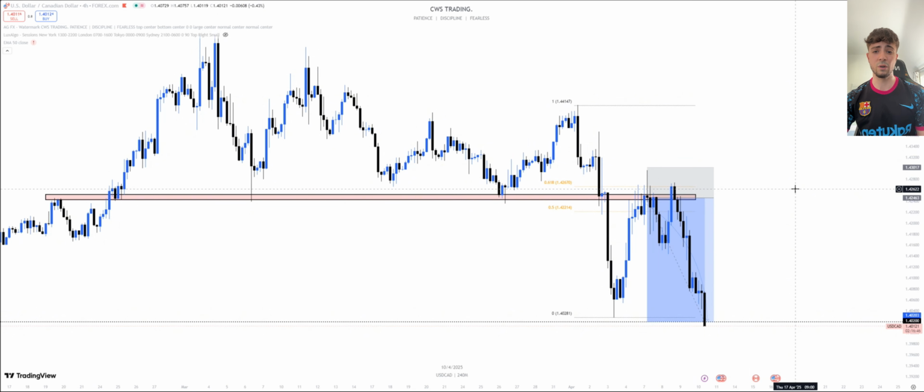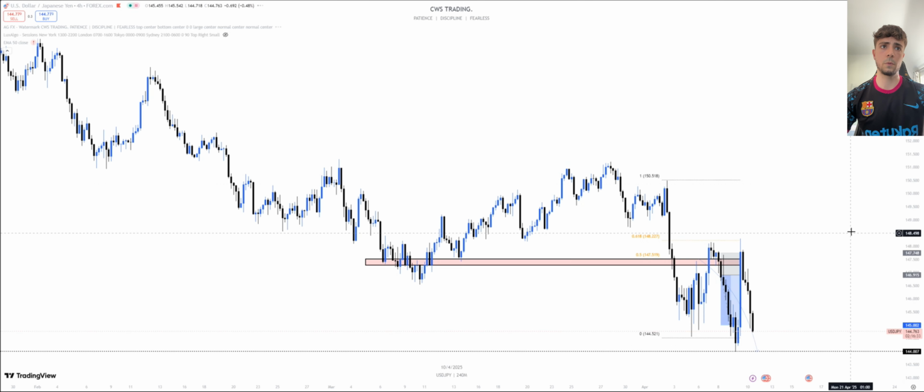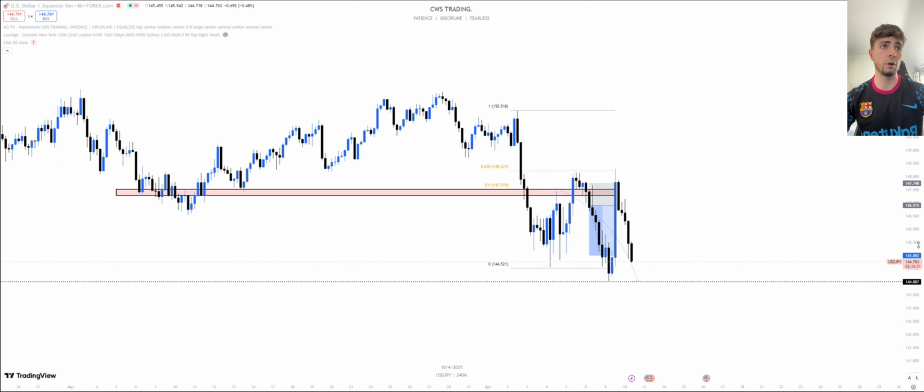It was a really nice entry, but we did have CPI and other things, which is the reason why I didn't take this trade. But this is one example, okay? So this is a really clean example. So there's one example. This was a trade which I took.